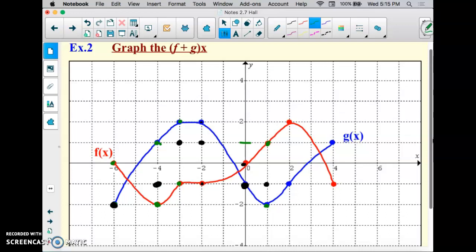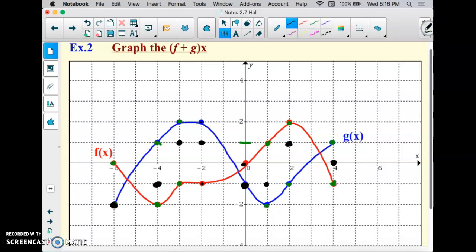Negative 1 right here, g of x, plus 2 from f of x. Add those up, gives me 1. Black here. And finally, negative 1 plus 1 gives me 0. Now, all I gotta do is connect them for f plus g of x.